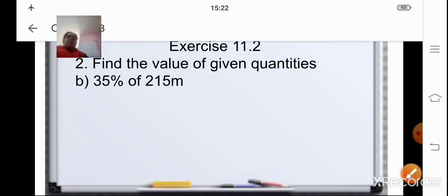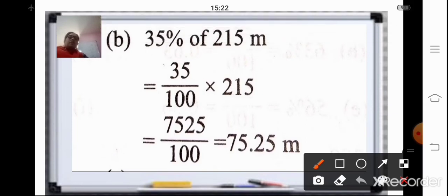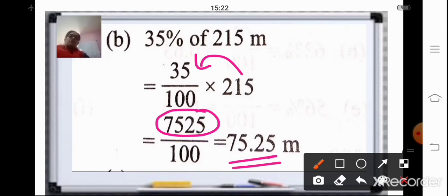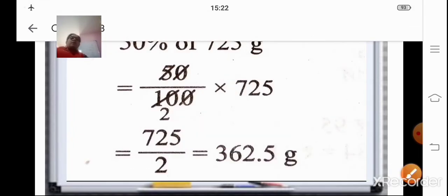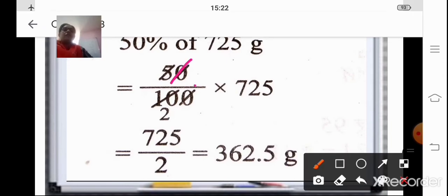Coming to the next sum. Yes, okay, before that, the working of the slide sum is shown here. You can just solve it and then check your answer with this slide. 35 into 215 gives you 7525 divided by 100, that is 75.25 meter. Coming to the next one, 50% of 725 gram. Okay, now here we have just cancelled this 0 here.